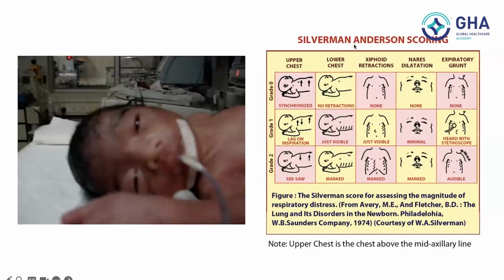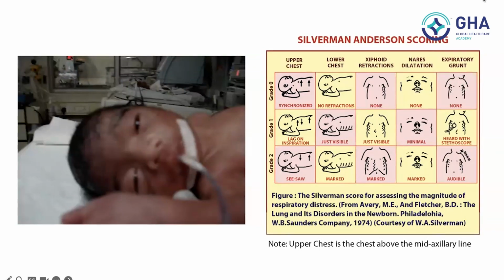It has 5 components: the upper chest, lower chest, xiphoid, nasal flaring, and grunting. So these are the 5 things which you see when you're talking about Silverman. Upper chest is the chest when you see from the side of the baby. The baby is lying on the cot, you see from the side and see how the chest and abdomen are moving up. If both are moving up together, then it is 0. If abdomen is moving up and chest is coming after abdomen, it is 1.